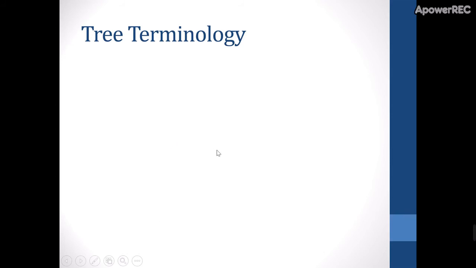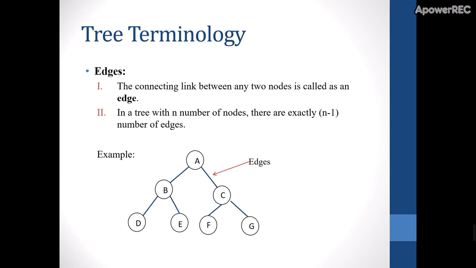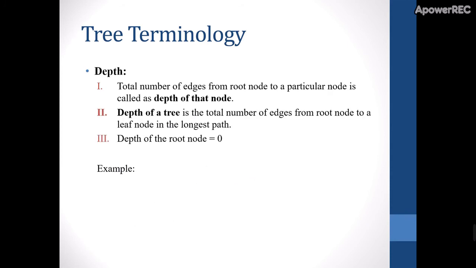A. Next, edges. What are edges? The connecting link between any two nodes is called an edge. We have seen the same concept in graphs as well. We have also seen that if n nodes are there, then the edges will be n minus 1. We have seen the example. So edges are what connect two nodes.